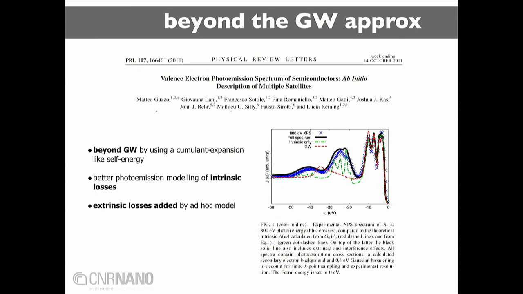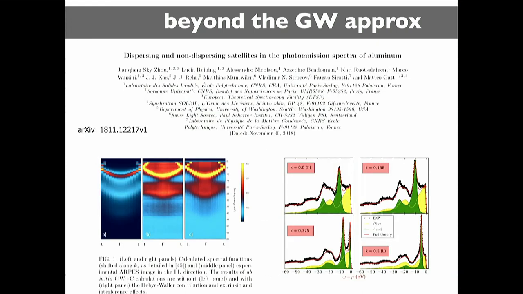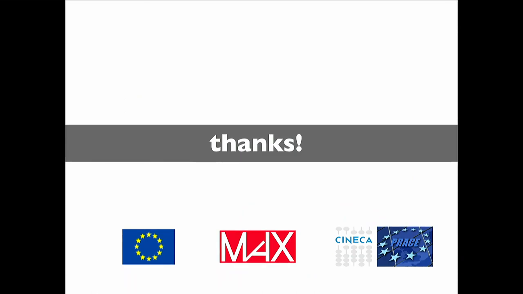Then, in order to better compare with the photoemission amplitudes, you need to properly take into account the three-step model. So not just the first step, that is this spectral function, but also secondary losses, extrinsic losses and so on, that can be modeled easily, and you get some very decent comparison. Also here, other recent work.